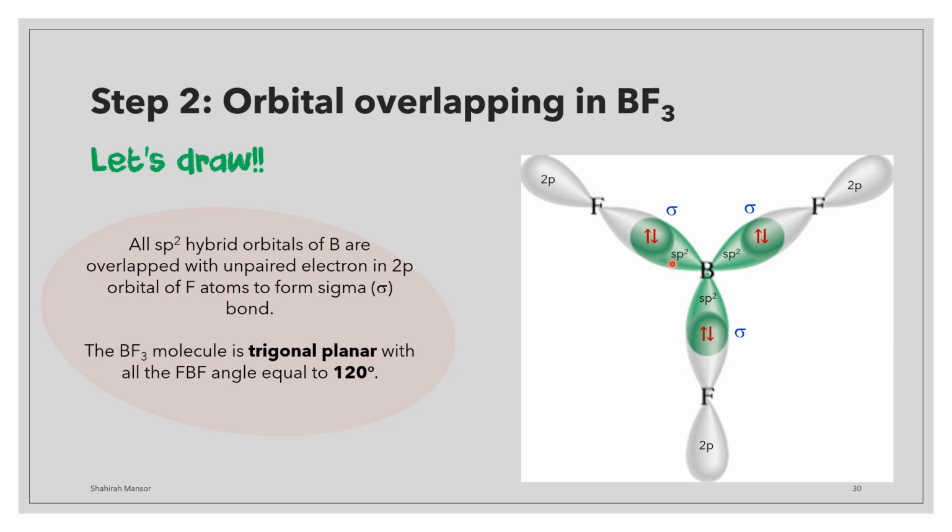So from these shapes of overlapping here, kita dapati bahawa the shapes of this hybrid orbital bersamaan dengan shapes of geometry, okay, molecular geometry, iaitu trigonal planar, with the bond angle is 120 degree.